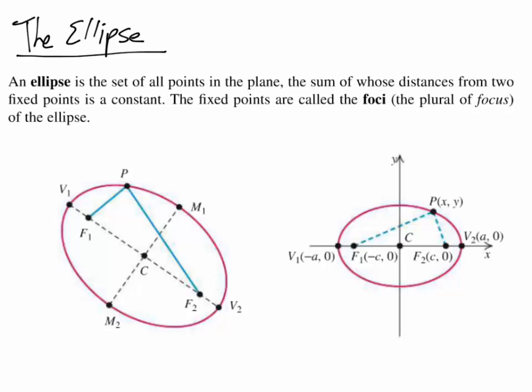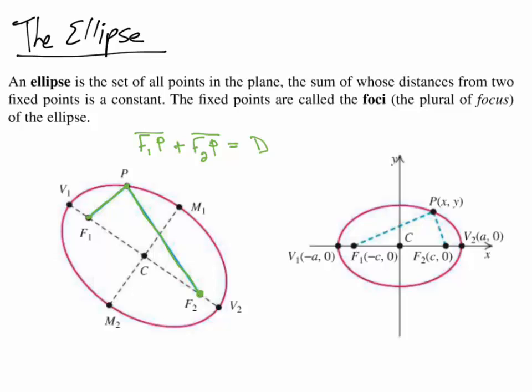Now what's happening here is we have two foci, or focal points, F1 and F2. And then we have a point P. What this definition is saying is that the distance between F1 and P plus the distance between F2 and P, if we add those together, we get some distance D.